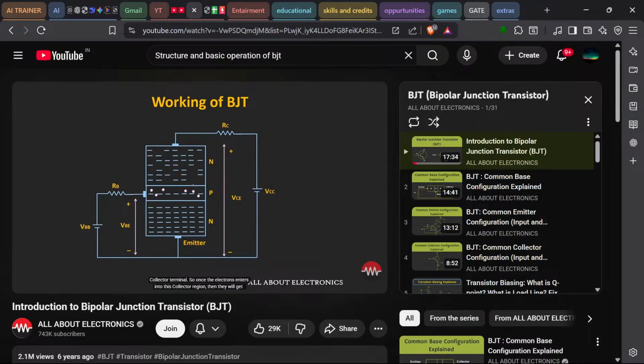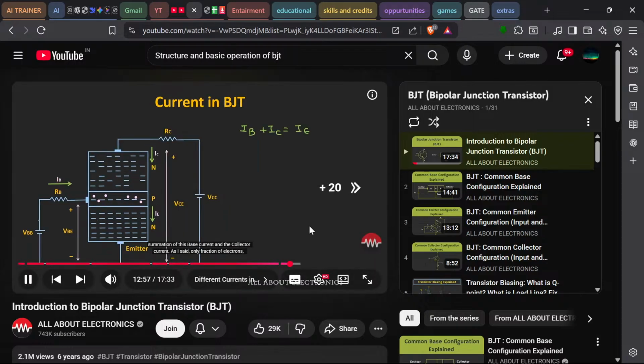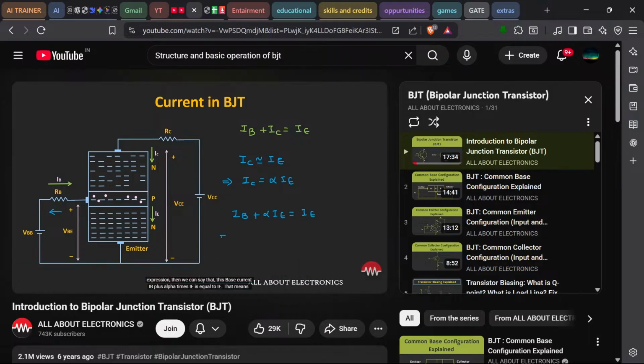So once the electrons enter into this collector region, then they will get attracted by the positive terminal of this VCC. So if you see the direction of the flow of electrons, then from the emitter, the electrons will flow in this direction, and most of the electrons which are emitted by the emitter will get collected by the collector region. And a very small amount of electrons only will flow in the base terminal. Then we can say that this base current IB plus alpha times IE is equal to IE. That means the base current IB is equal to 1 minus alpha times emitter current.